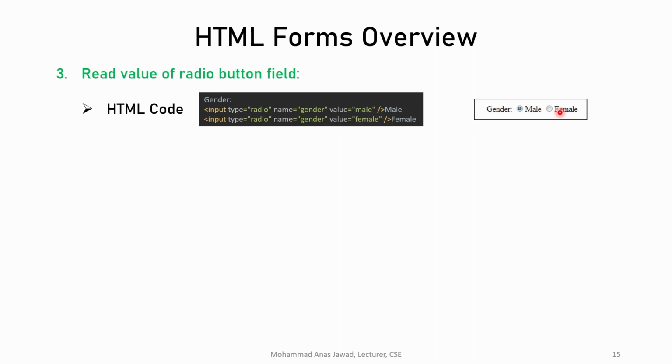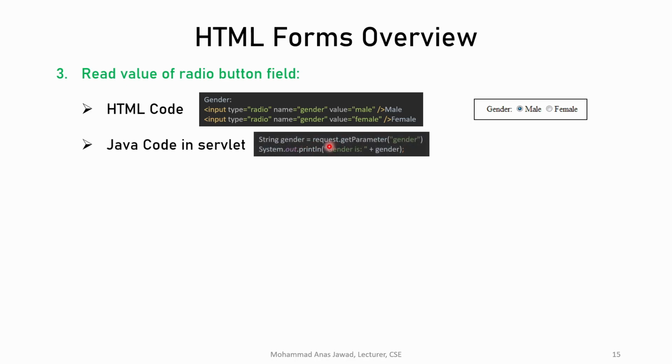Okay, so this is what it will look like, and if we want to extract the value of these fields using our Java program, all we have to do is simply write request.getParameter, and in the bracket, we have to specify the name of the radio button field that we have created. So in this case, we don't have to create a string array because we know that in case of radio buttons, we will always be getting only one value, right?